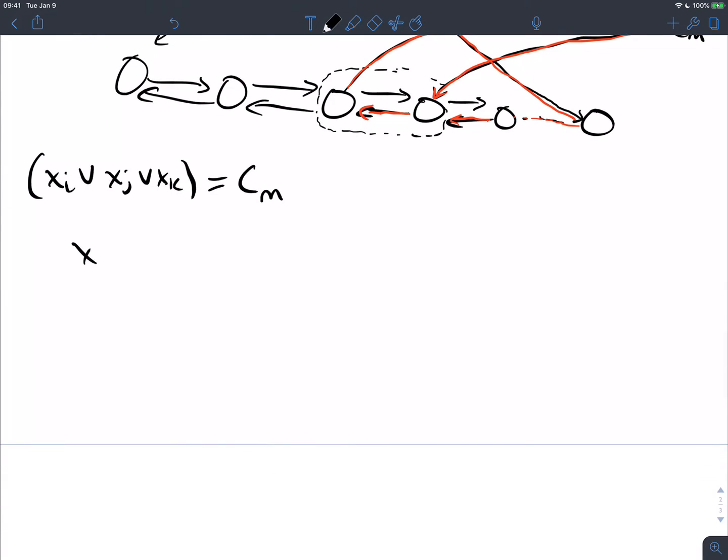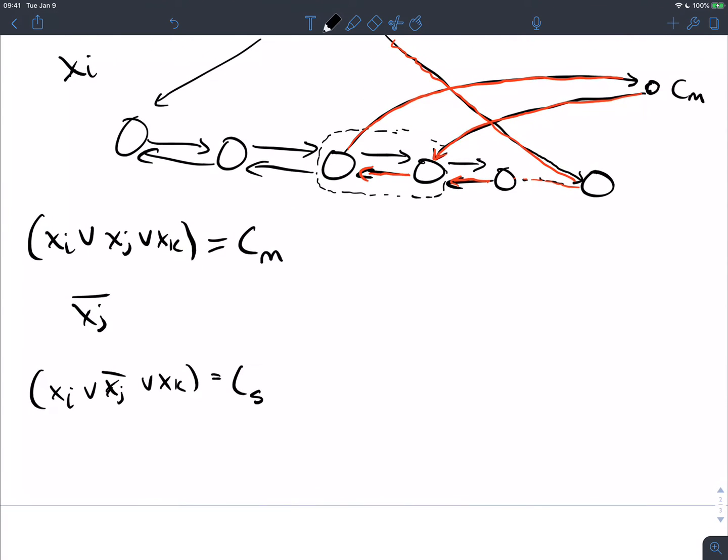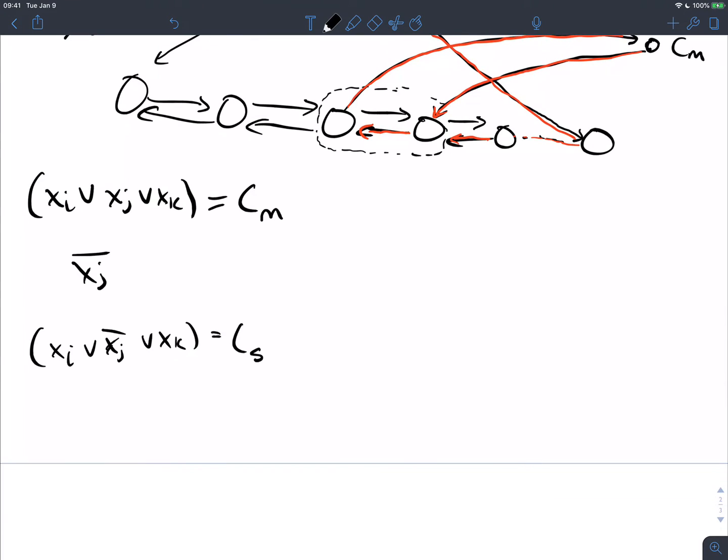What if instead we had the opposite effect? So we had, let's say, xj bar, and we looked at xi or xj bar or xk, for example. And let's call this C sub S, so many subscripts. So it's the S clause. Let's make another clause, a variable gadget.